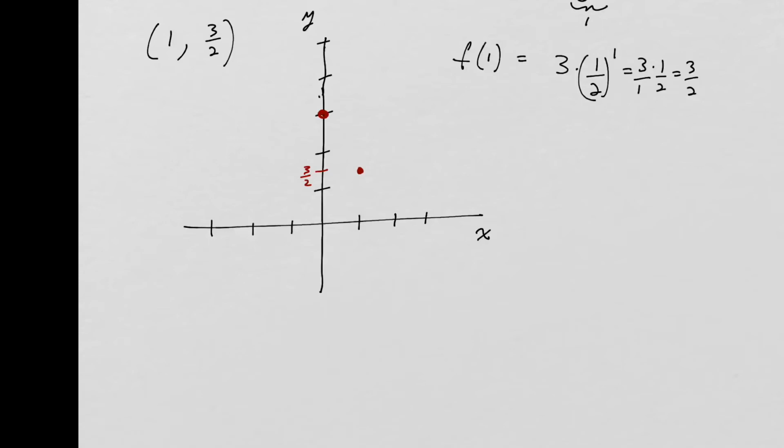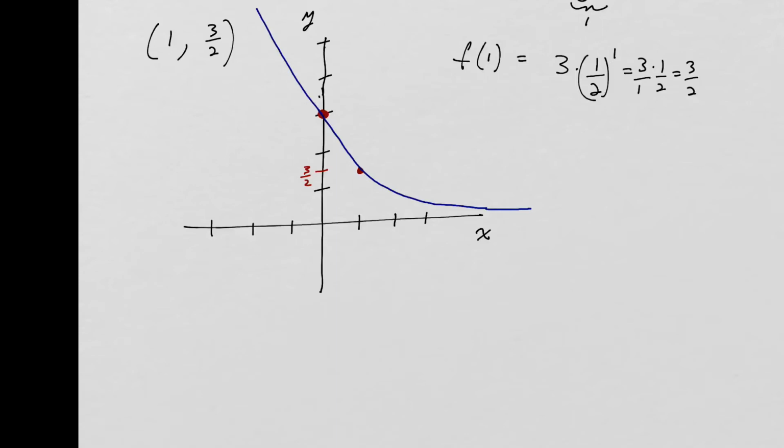Since b is a fraction, it's between 0 and 1, we know it's going to decay. And in fact, the only way it can go through those points is going to look something like this. And this will come through here, and then it'll get closer and closer and closer to the line y equals 0, which is really the x-axis. So it'll look something like that if you sketch it out.